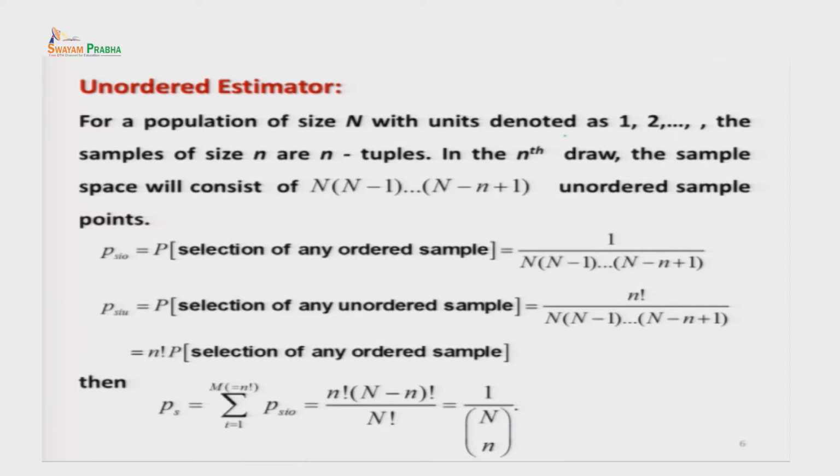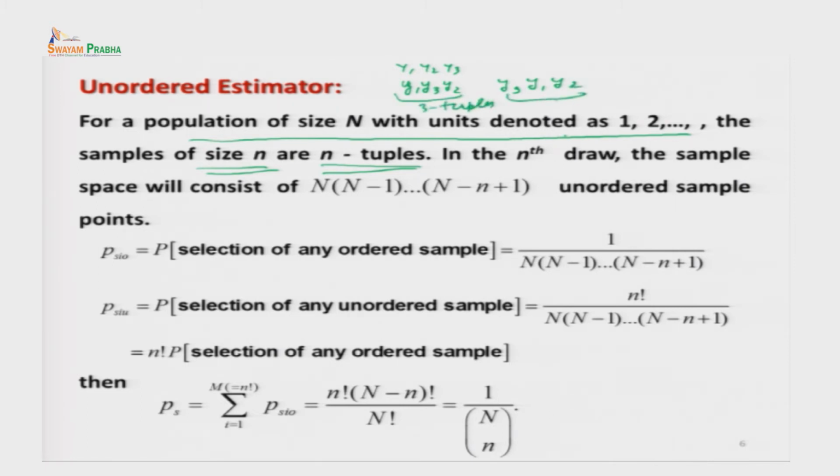Now, let us see what we are going to do. Suppose we have a population of size capital N, and it has units, say 1 up to capital N, and then we are trying to draw the samples of size small n. So, the samples are going to be n-tuples. For example, if you have 3 units y1, y2, y3, then you can obtain, say, y1, y3, y2, y3, y1, y2, and so on. So, what are these things? These are 3-tuples, right? This is another 3-tuple.